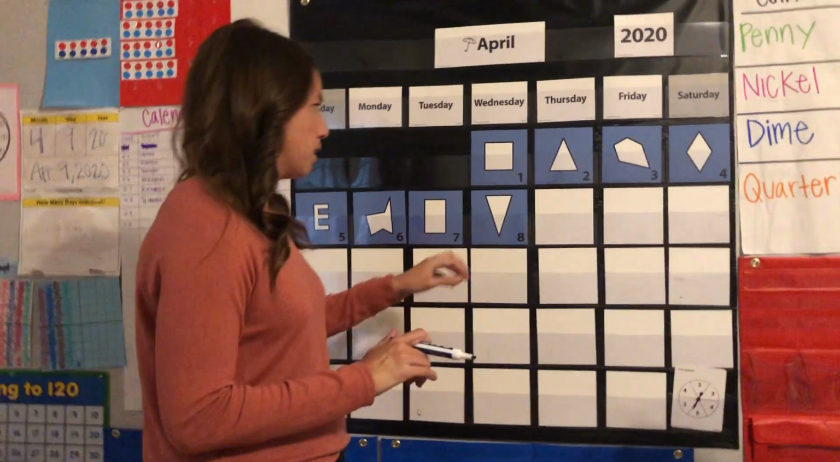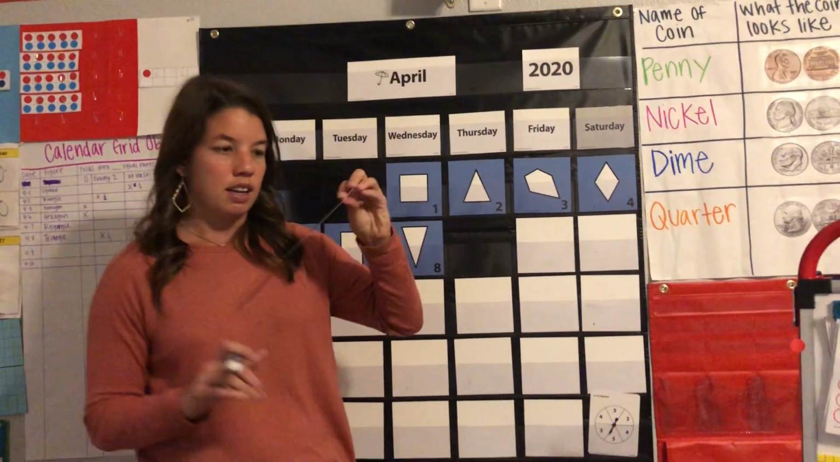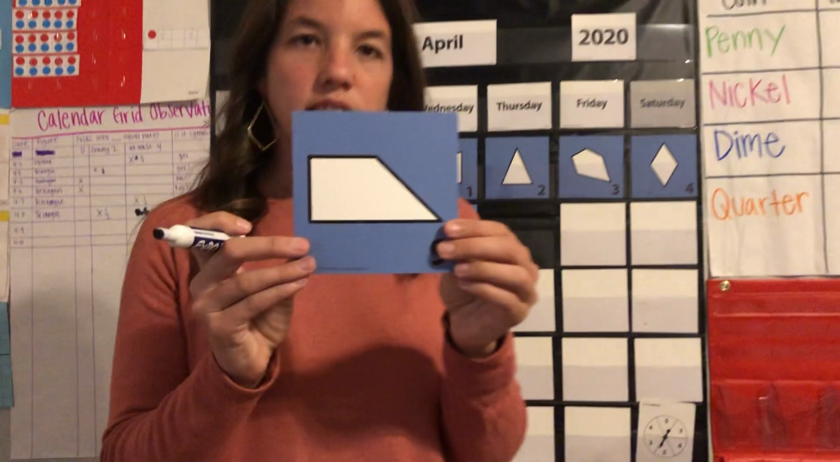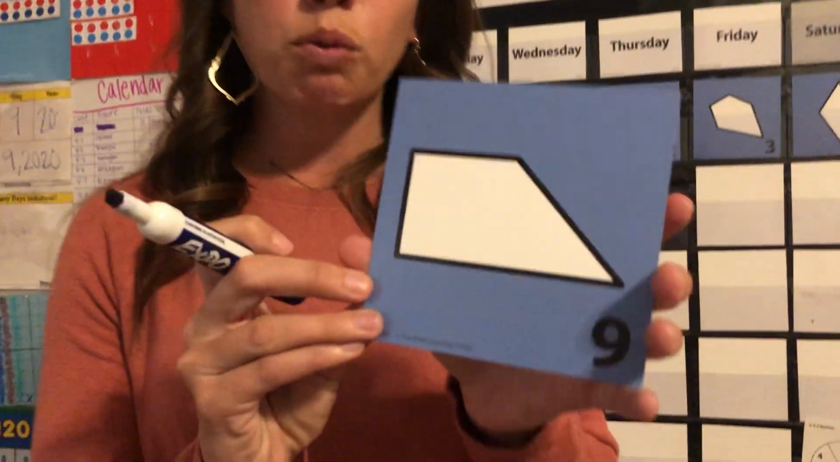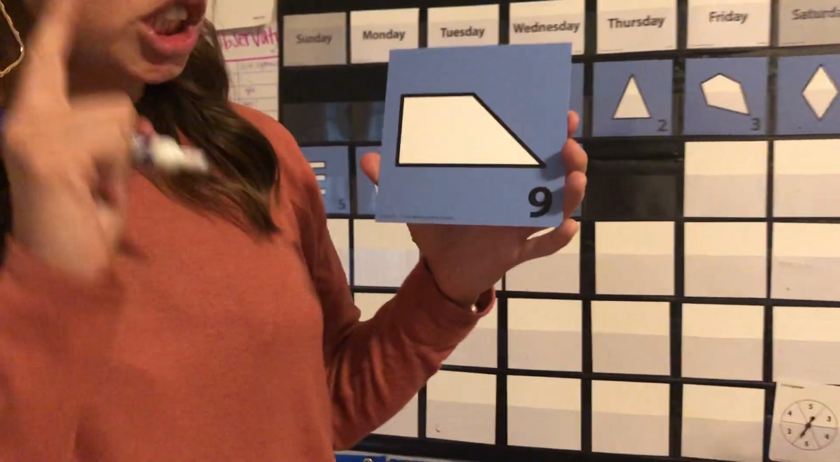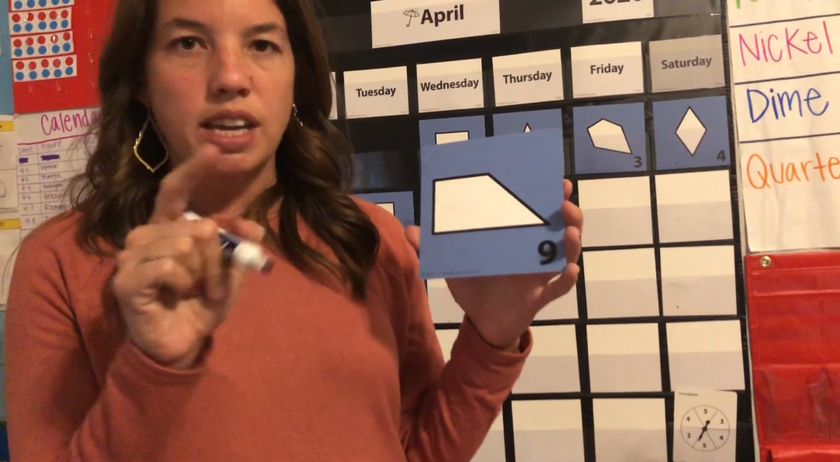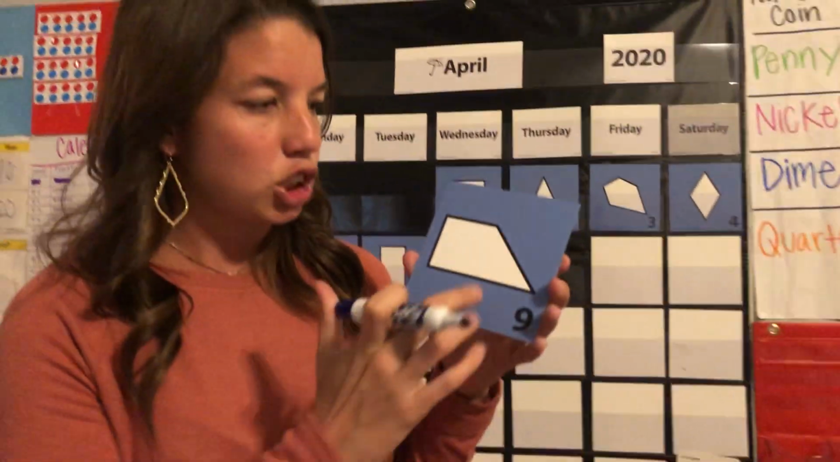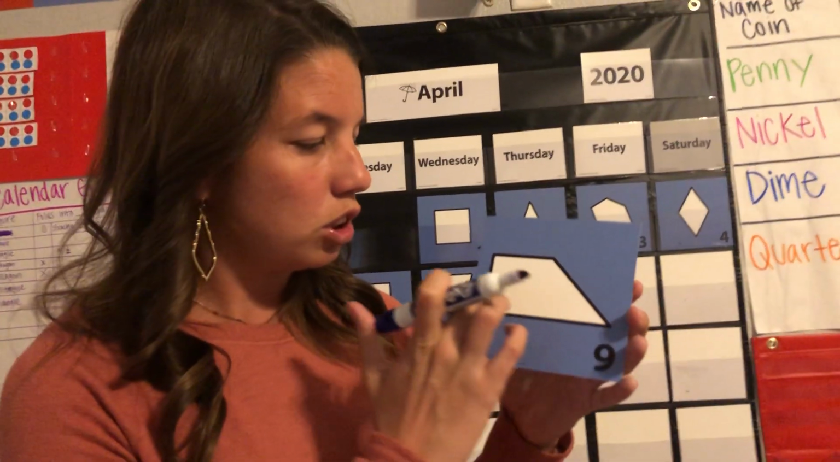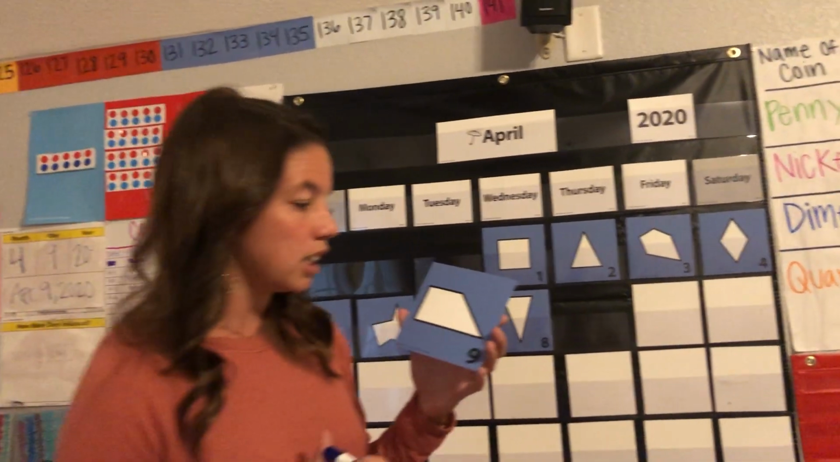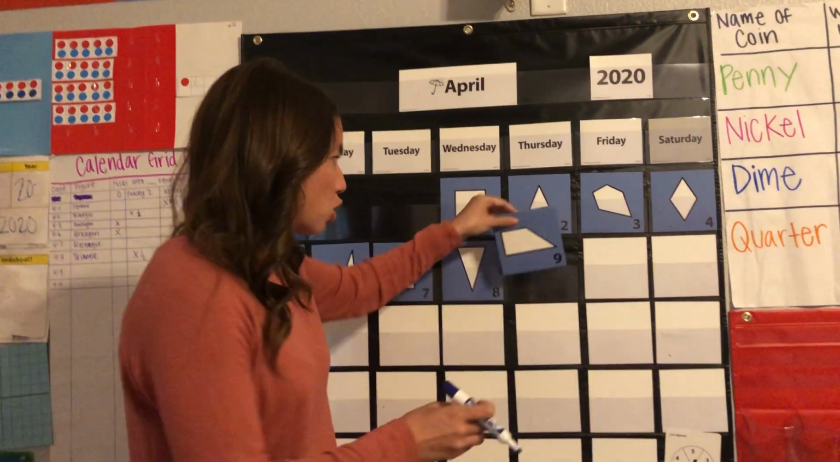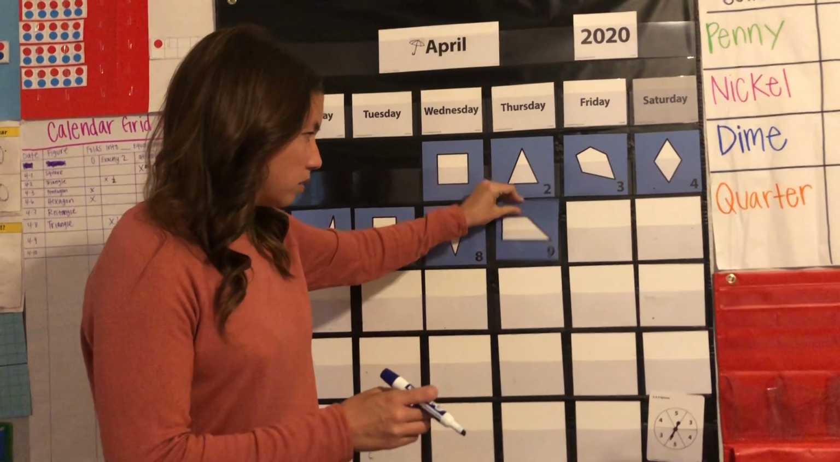All right, let's look at it. What is this, boys and girls? Remember, when we don't know the shape off the top of our heads, we can count the sides. So let's count how many sides this shape has. 1, 2, 3, 4. It has 4 sides. So we know that that shape is a quadrilateral.